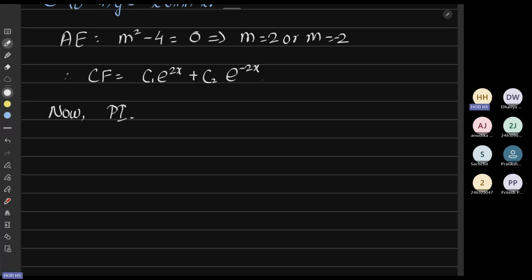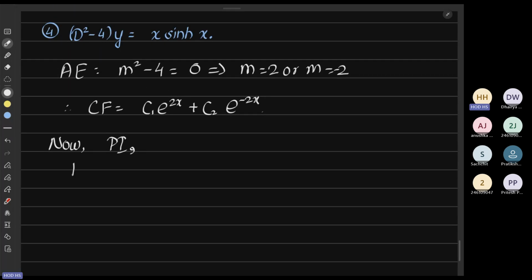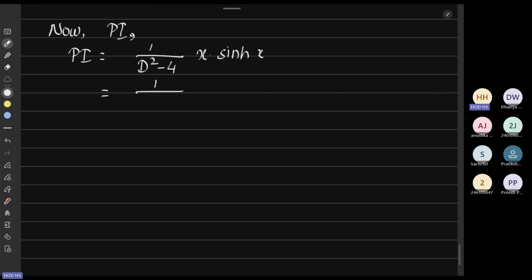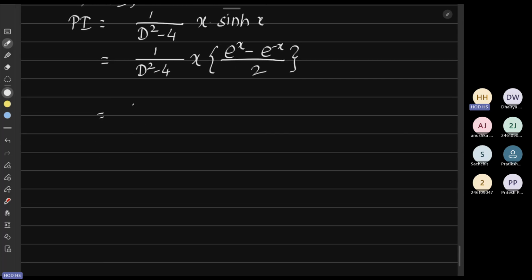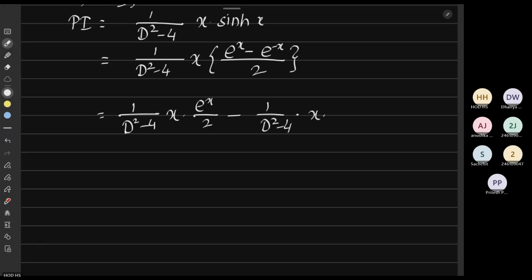Now, to calculate my particular integral, I need to go for PI as 1 upon D squared minus 4 of x into sine hyperbolic of x. But sine hyperbolic of x can be written as e to the power x minus e to the power minus x divided by 2. Which again can be expanded as 1 upon D squared minus 4 x into e to the power x by 2 minus 1 upon D squared minus 4 into x into e to the power minus x by 2.